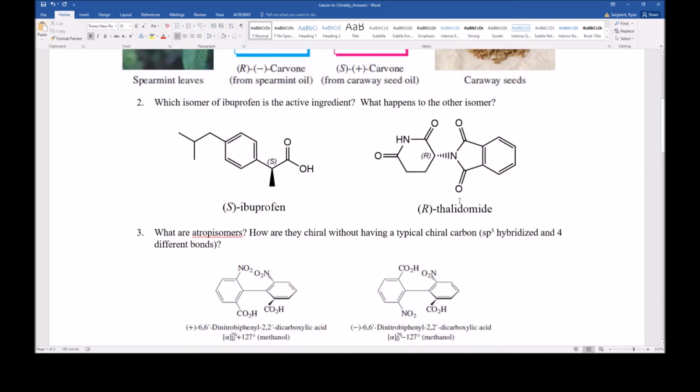Not every compound is like S and R thalidomide, where they're definitely going to interconvert. And not every compound is like S and R ibuprofen, where it really doesn't matter that you separate them. A lot of compounds, we have to synthesize them in a chirally pure fashion, and that's how we make the money as organic chemists selling pharmaceuticals that only have the right enantiomer.